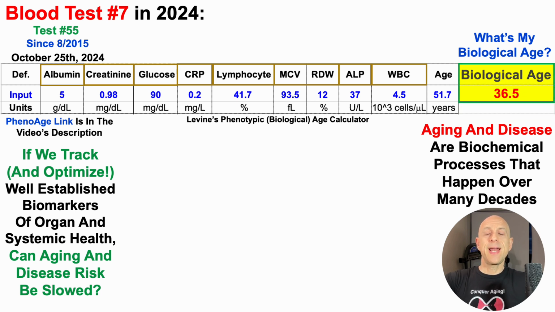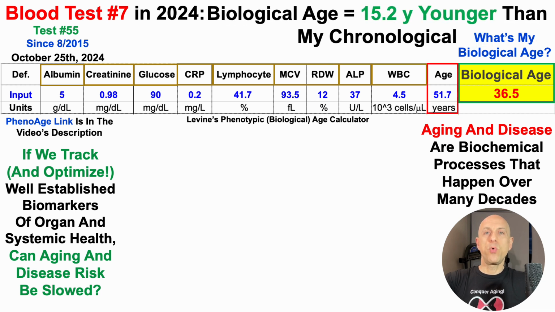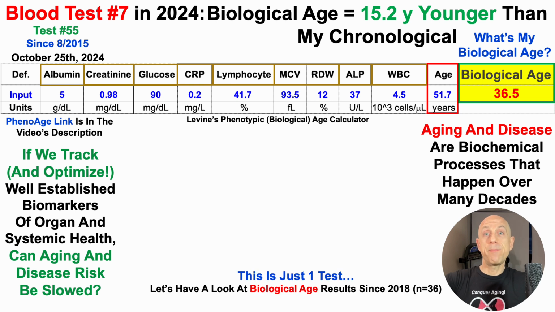So when entering these data, I get a biological age of 36.5 years, which is 15.2 years younger than the chronological. Now, the theoretical maximum reduction for chronological age versus biological age using this test is 20 years. So 15 years younger is about 75% of the maximum reduction that one can have using this test. So not bad. But note that this is just one test.